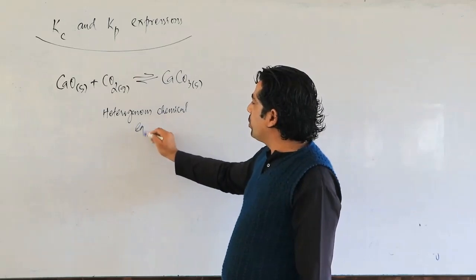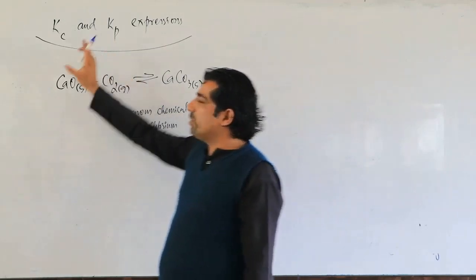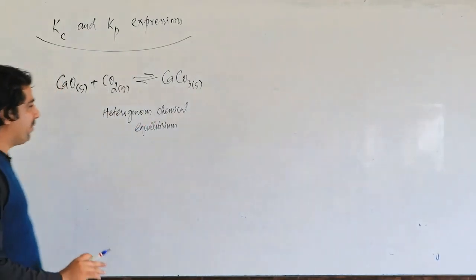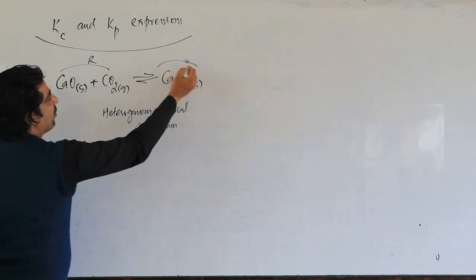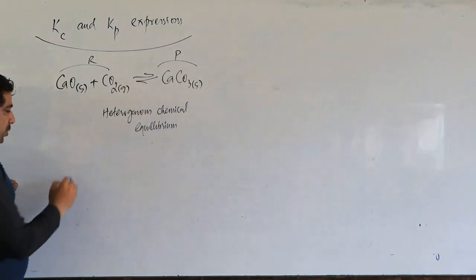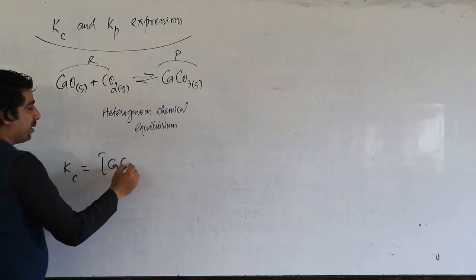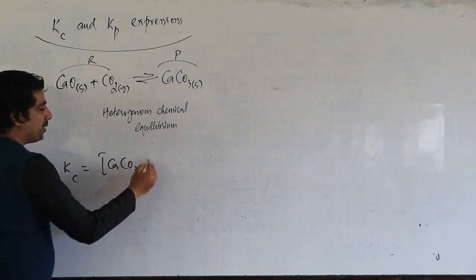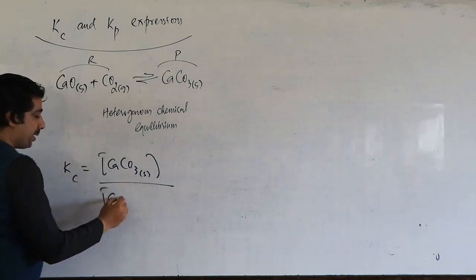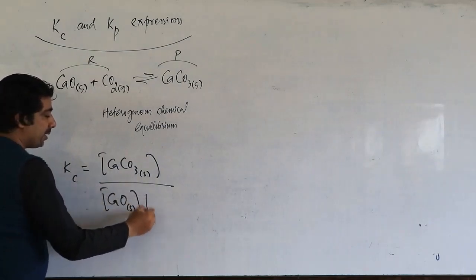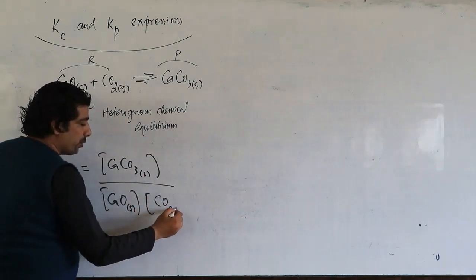So this equation is at heterogeneous chemical equilibrium. So let's write down the Kc and Kp values for this, my dear friends. Have a look. If you look at this, these are our reactants and these are our products. Correct? So what is the Kc value? Molar concentration of product, calcium carbonate, that is solid, divided by molar concentration of reactants, calcium oxide, it is solid, into CO2. CO2 is gas.